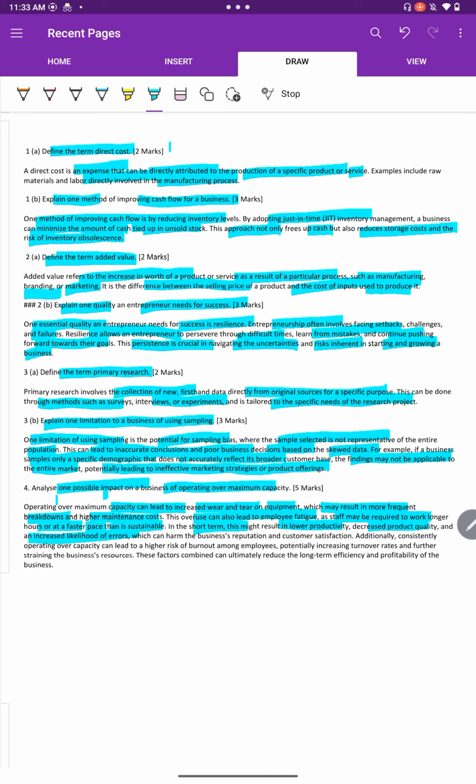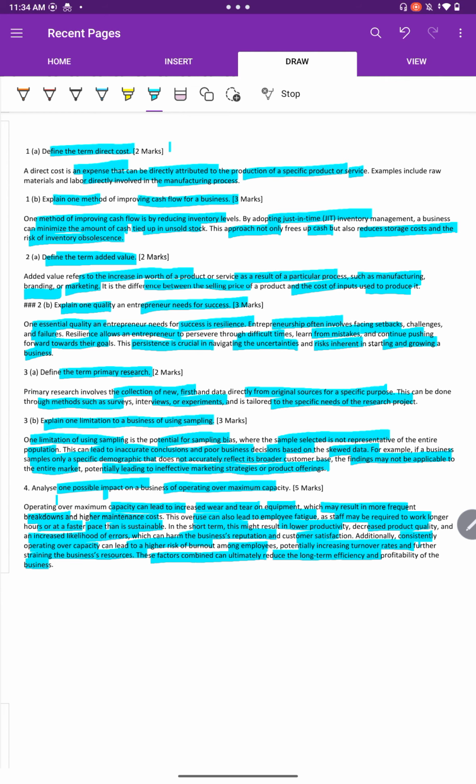Of course, it means that if the workers are not feeling well, productivity would be declining, which can harm the business reputation and customer satisfaction. Additionally, consistently operating over capacity can lead to higher risk of burnout among employees, potentially increasing turnover rates and further straining the business resources. And these factors combined can ultimately reduce the long-term efficiency and profitability of the business.